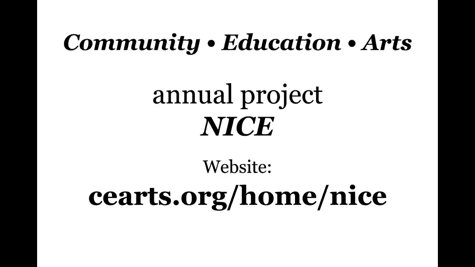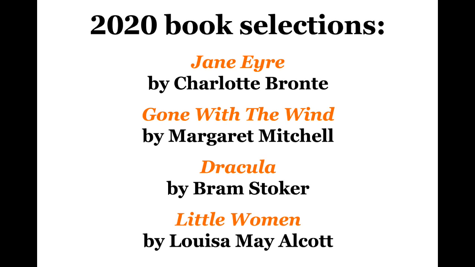With these goals in mind, we'll do our best to discuss any unpleasant and discomforting aspects of our book choices, with understanding the cultural context of the times in which they were written and the periods in which the stories are set, and a consciousness of how these books relate to today. The books we're studying this year are Gone with the Wind by Margaret Mitchell, Dracula by Bram Stoker, Little Women by Louisa May Alcott, and Jane Eyre by Charlotte Bronte.